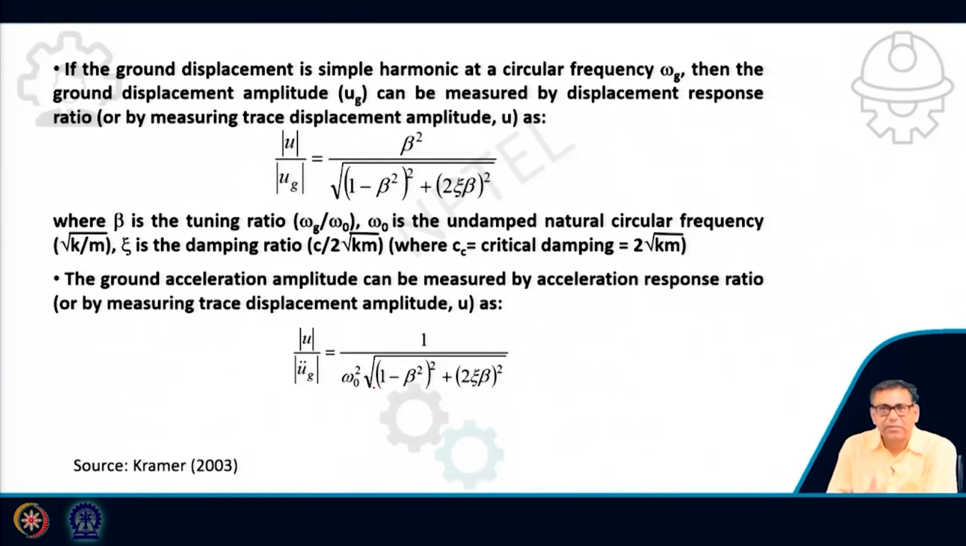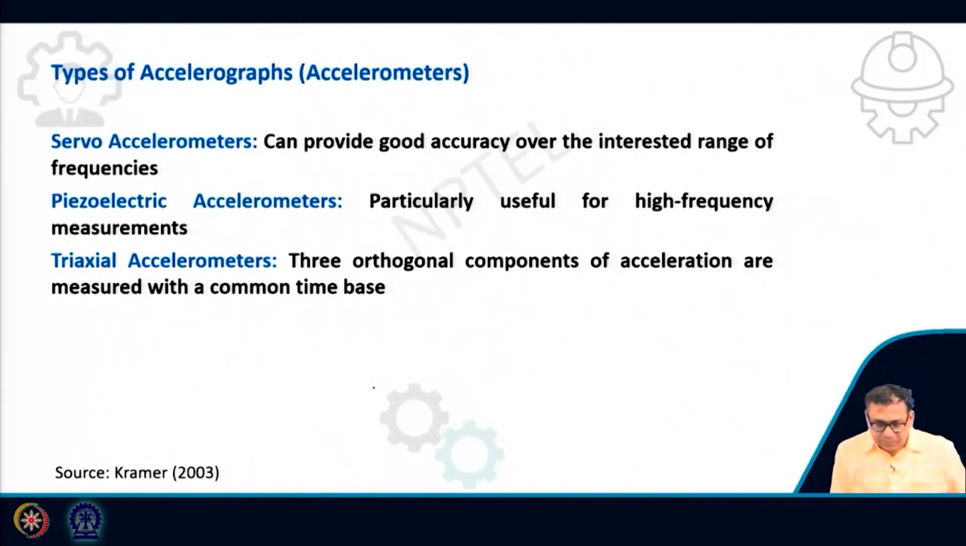So from the second expression I will get the ground acceleration, and the first expression I will get the ground displacement amplitude. A second one I will get the ground acceleration amplitude. Okay. So this way I can measure this ground acceleration amplitude and the displacement amplitude. Or if you measure the acceleration, then if you integrate it, you will get the velocity. You can also get the velocity, and if you further integrate it, you will get the displacement also.